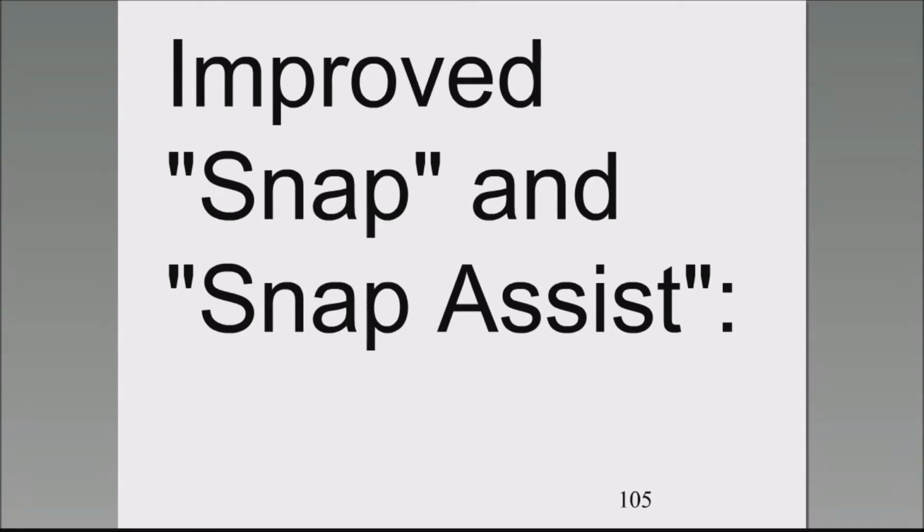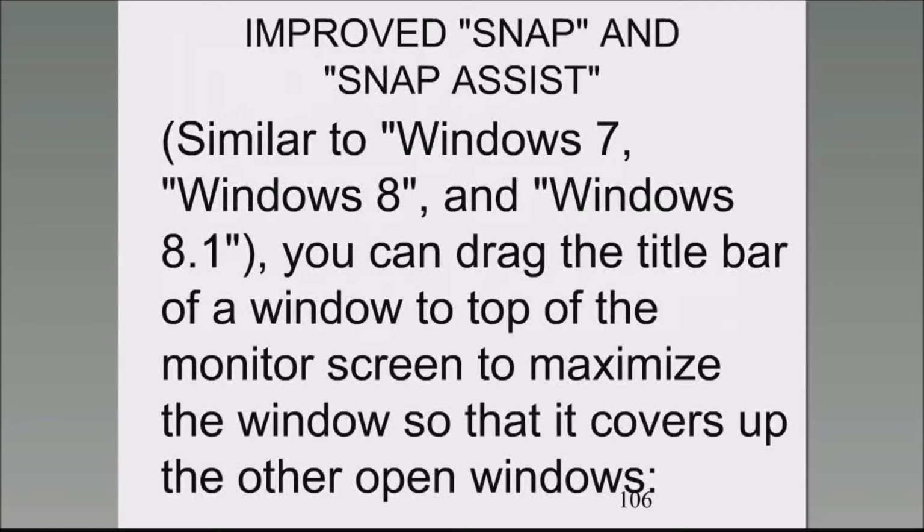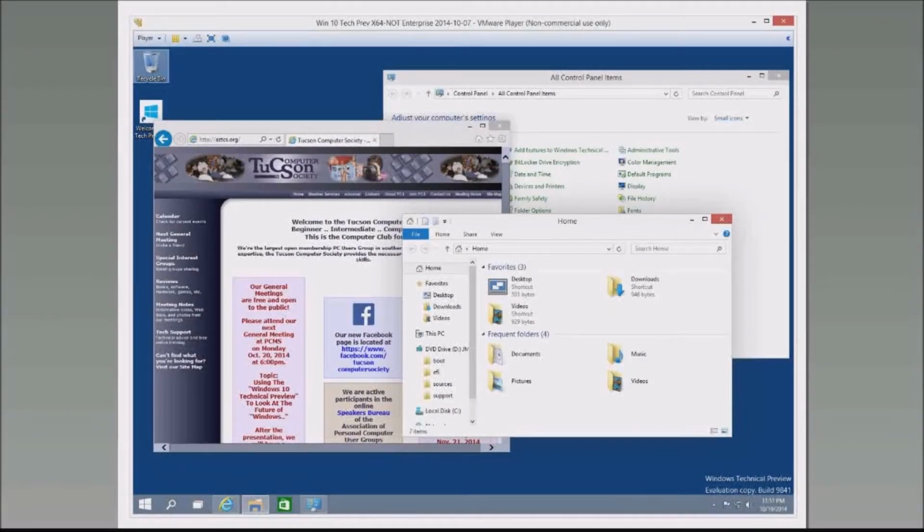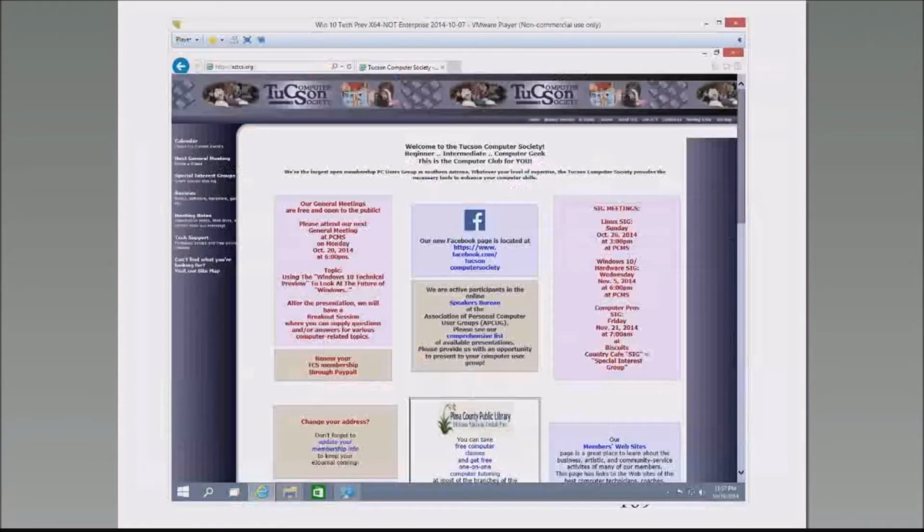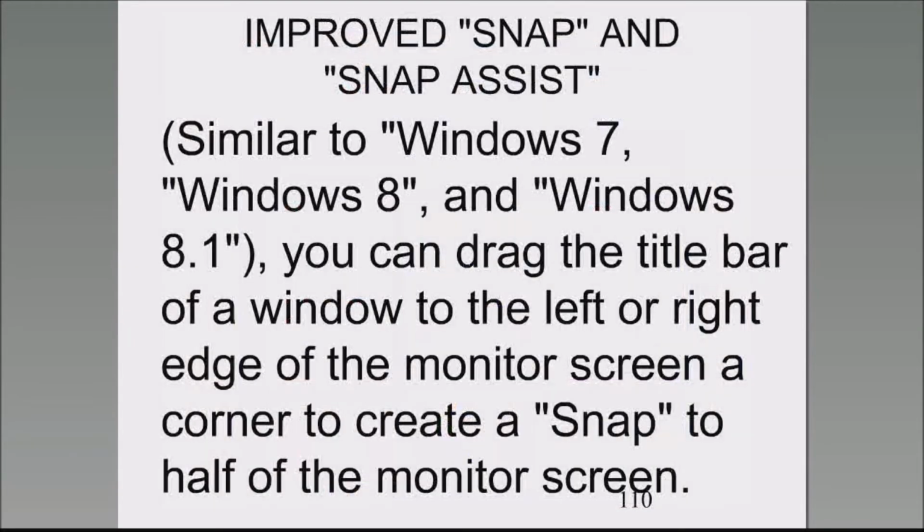Okay, so anyhow, the next big feature is improved Snap and Snap Assist. In every version of Windows since Vista, say Windows 7, 8, and 8.1, you have something called Snap. And what happens in all these versions of Windows, and a lot of this stuff is carried over into Windows 10, if you drag the title bar like this from an existing window to the very top, you will maximize that window. That's true for every version of Windows from 7 through 10.